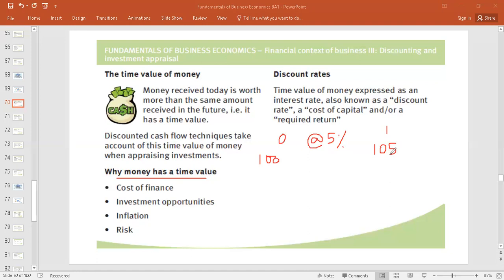So 105 after 1 year is worth equal to having 100 as on today. Therefore, 105 has to be discounted to 100 if we are to find out the value as on today. So one reason is cost of finance.